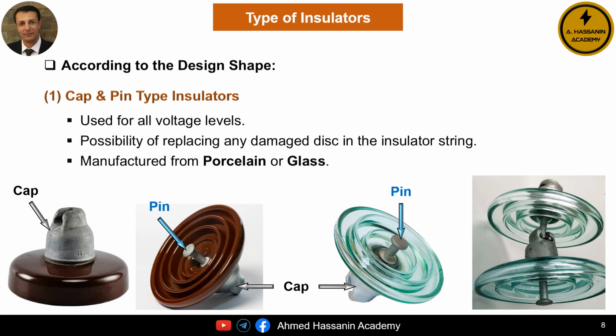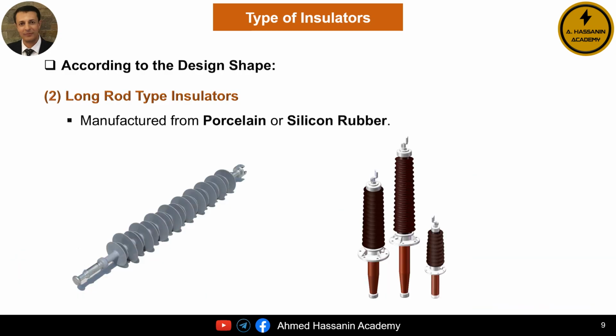The insulator string, as shown in the figure in front of us, is formed by connecting or interlocking the pin of the first disc into the cap of the second disc, and so on for all the discs in the string in sequence. The second type of insulator, according to its design shape, is the long rod insulator.